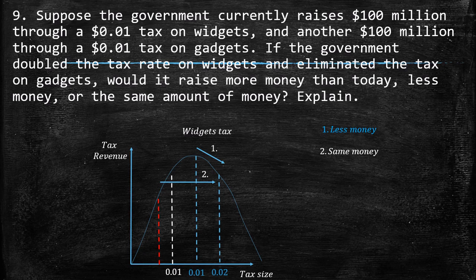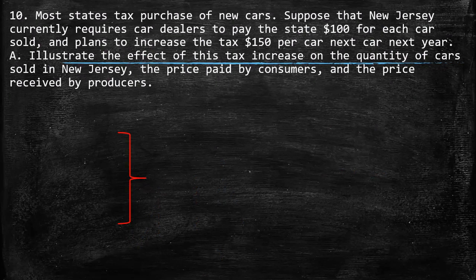So what about the other case, which is doubled money? This is going to be more money if they were here at 0.01, and with the doubling of the tax, they will arrive at this case, 0.02, which is the maximum tax revenue given the tax size.